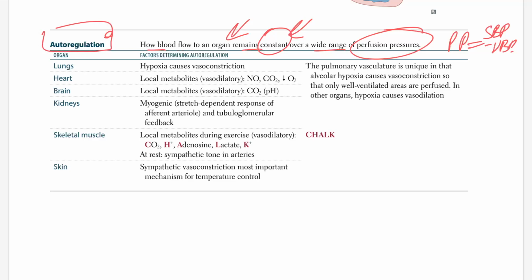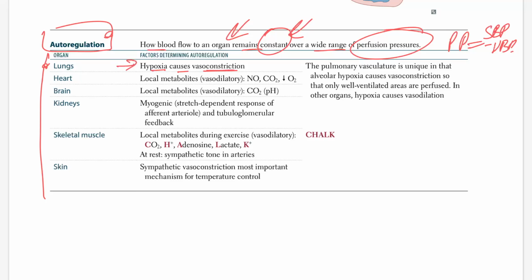What is autoregulation? Let's start with the lungs. What is the autoregulation of the lung? It is hypoxia causing vasoconstriction. As you know, one of the important things is that in the lungs, hypoxia causes vasoconstriction, but in all the rest of the body, hypoxia causes vasodilation. And why is that?